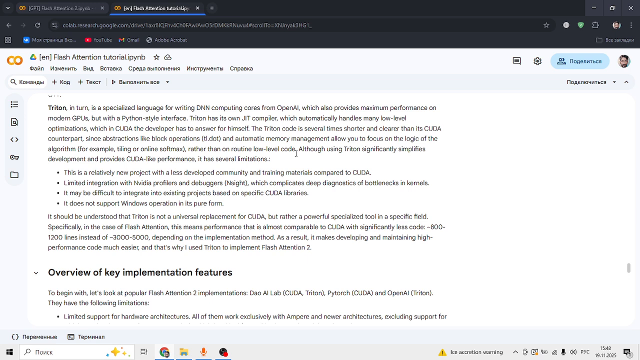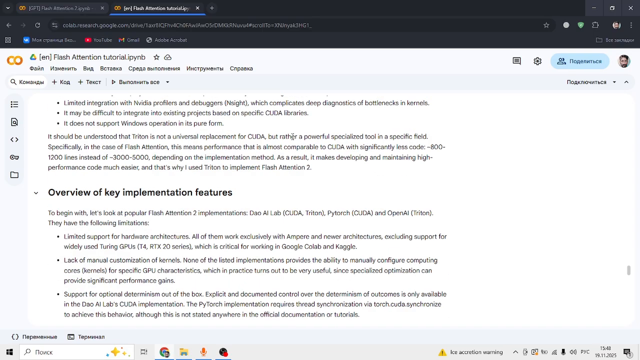It lets us write code much faster. This code is much easier to support, it takes less time to get started, and it takes fewer lines of code. So that's why I decided to use this. And now we're going to overview the key implementation features, and also we will compare my implementation with existing ones.